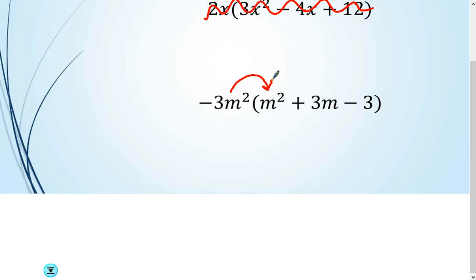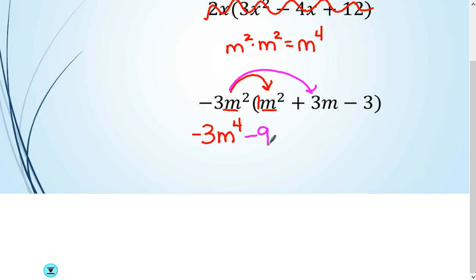This is -3 times a 1, which is -3. M squared times m squared. Now you have to think, what are those exponent rules? So m to the second times m to the second equals m to the fourth, because when we're multiplying things of the same base, we add their exponents. Right, then I need to distribute this guy again.